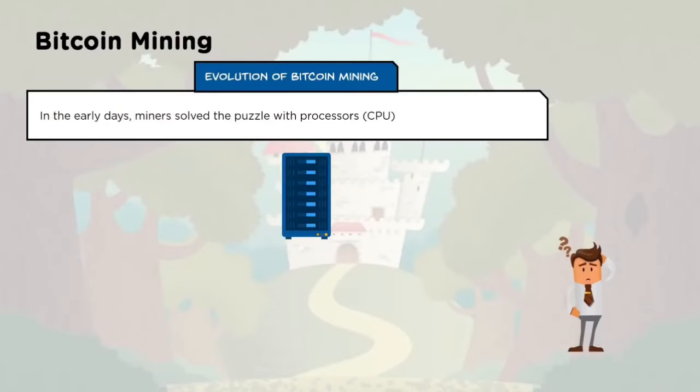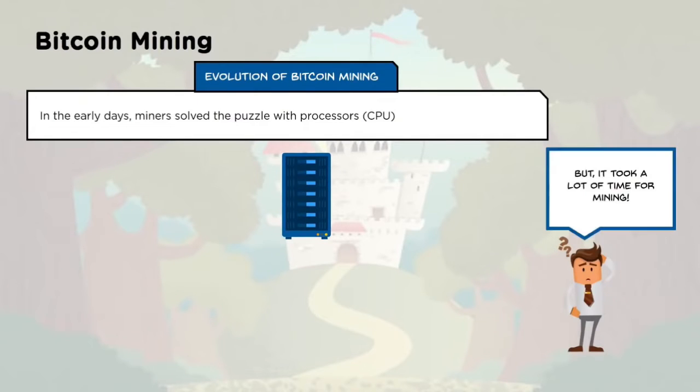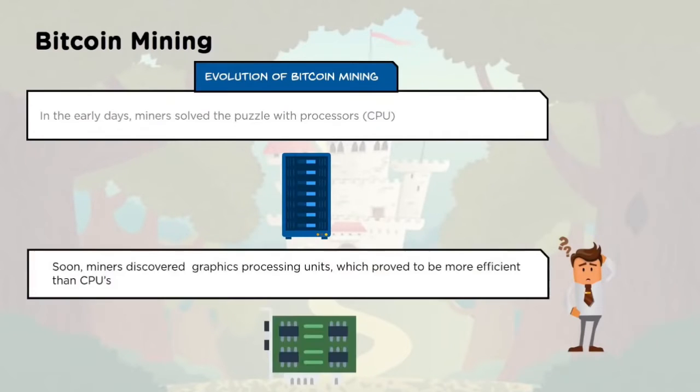Now let's see what the underlying hardware requirements for Bitcoin mining are and how the hardware has evolved. In the early days, miners used to solve the puzzles using regular processors, the central processing units, CPUs. Though the difficulty levels were low, it still used to take a lot of time. As I said, the difficulty level keeps on changing and growing, so the miners also had to increase the processing power. They discovered that graphical processing units, GPUs, proved to be more efficient than regular CPUs.